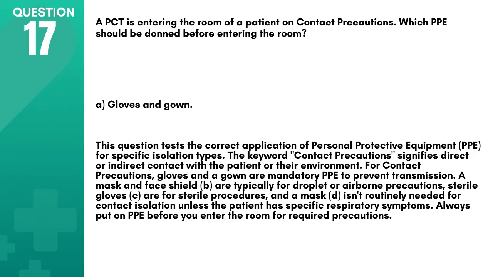A mask and face shield, B, are typically for droplet or airborne precautions, sterile gloves, C, are for sterile procedures, and a mask, D, isn't routinely needed for contact isolation unless the patient has specific respiratory symptoms. Always put on PPE before you enter the room for required precautions.